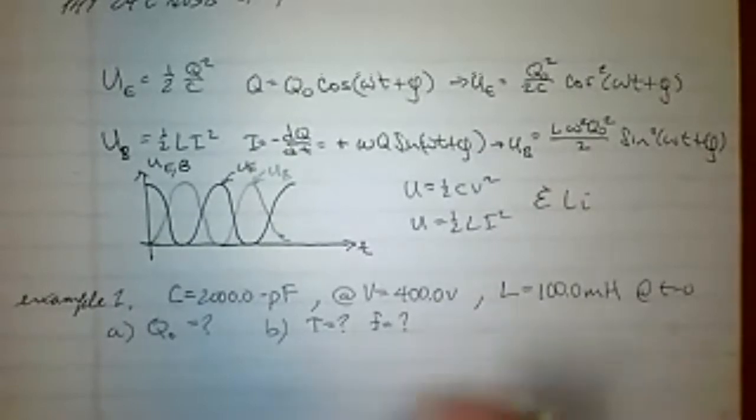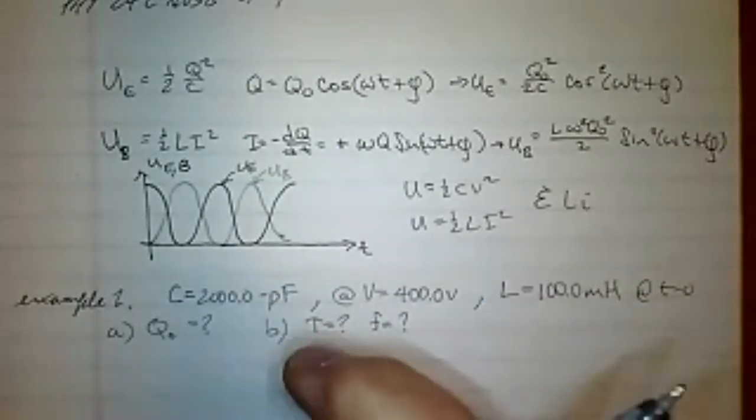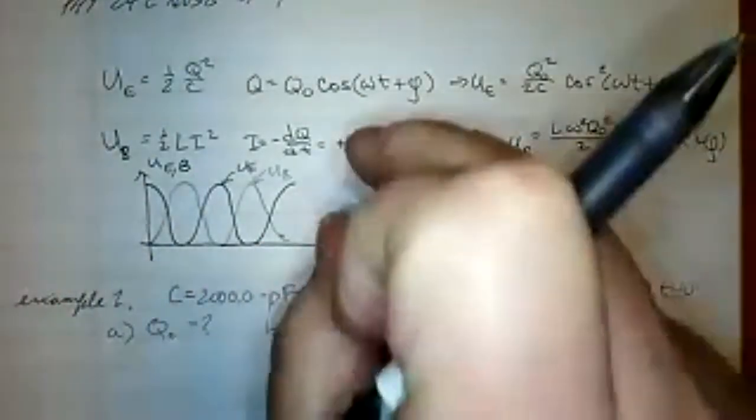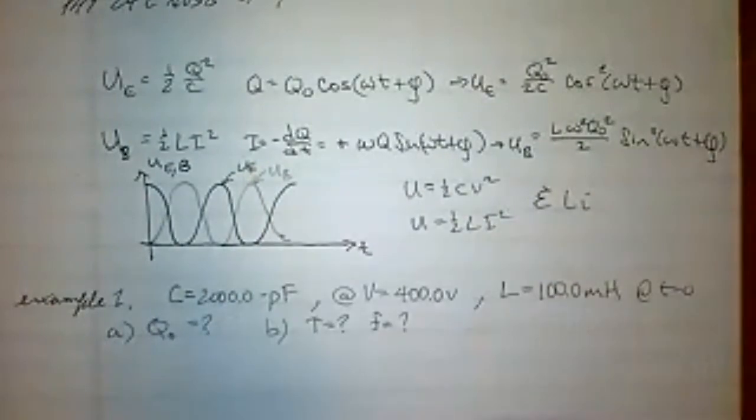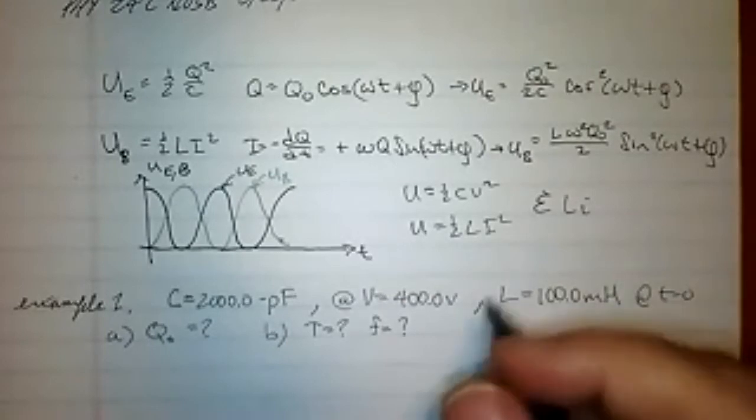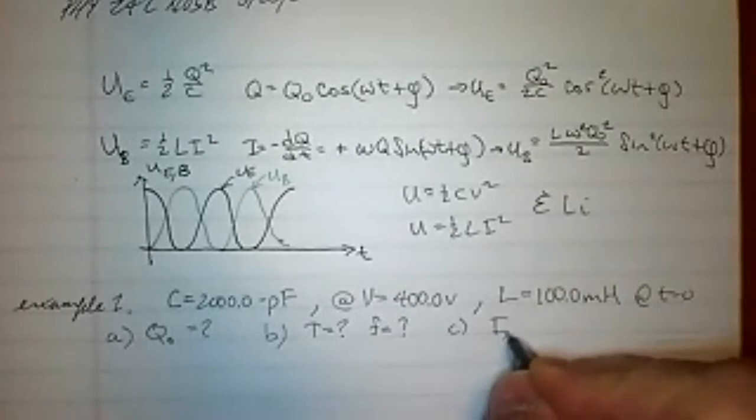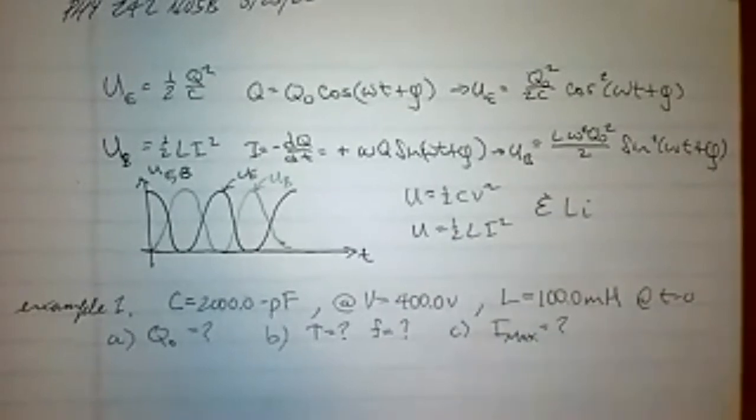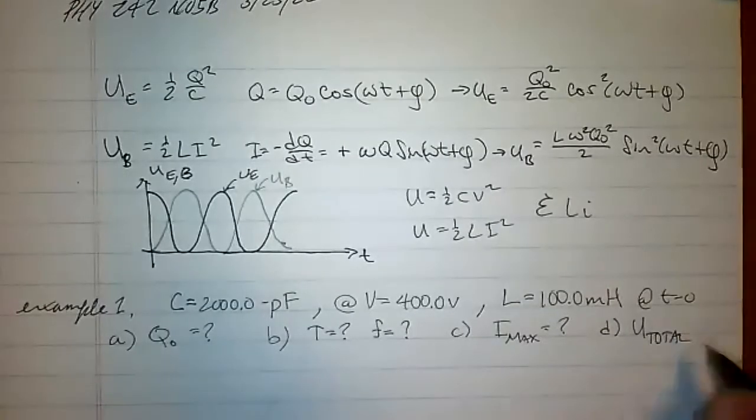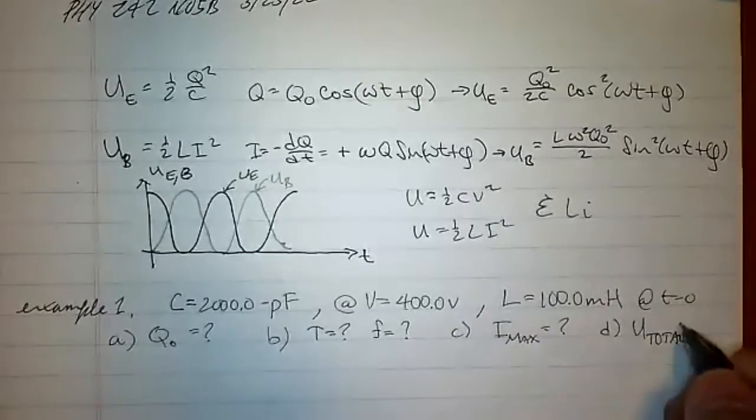Because when you have a charged capacitor and you connect it in series with an inductor, the energy is going to slosh back and forth between the capacitor and the inductor, capacitor, inductor, capacitor, inductor. So I want to know what's that frequency and period of oscillation. Part C, I would like to know the max current. So I'm just going to call that I max equals question mark. And then part D, I'm going to ask the total energy. So U total.